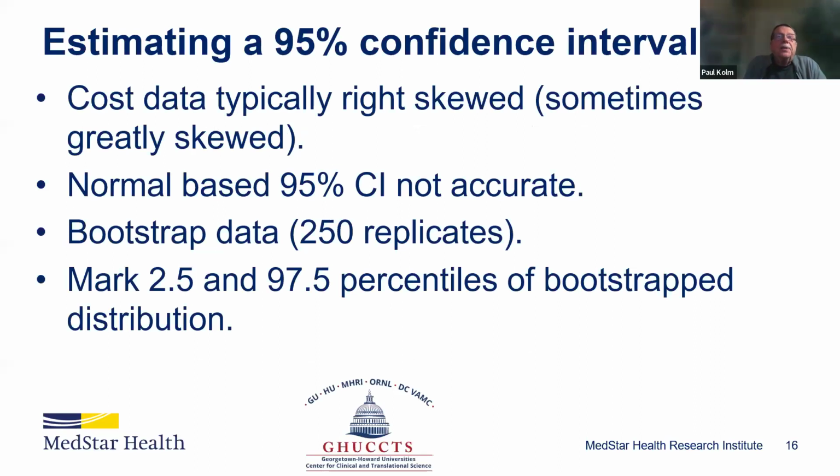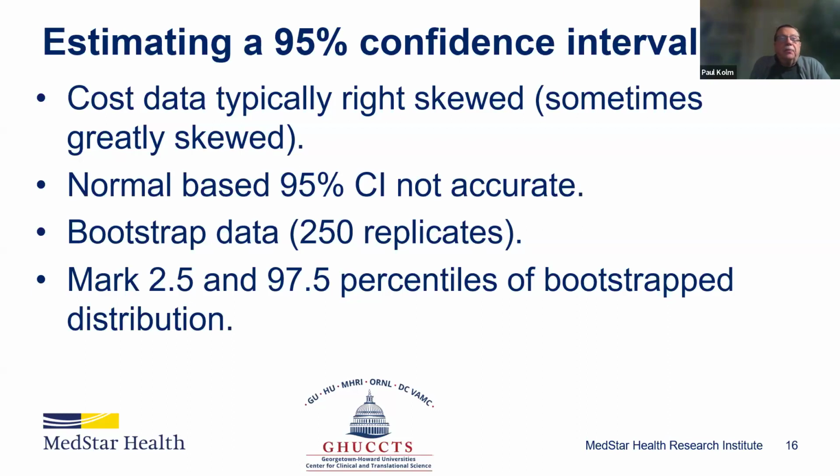So, for example, we can use the bootstrap to estimate a 95% confidence interval. And the example I'm going to use here is cost data, which is typically right skewed. Sometimes it's really right skewed. And so if it's skewed, then a normal-based 95% confidence interval may not be entirely accurate. And so what we want to do to estimate a 95% confidence interval is bootstrap the data.